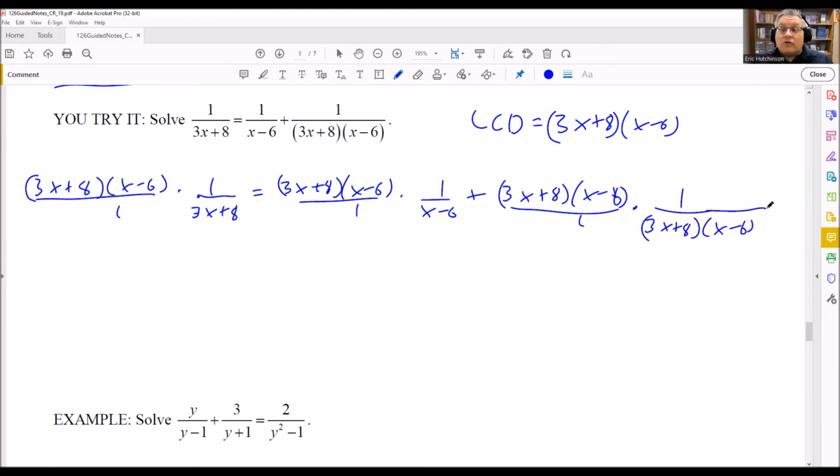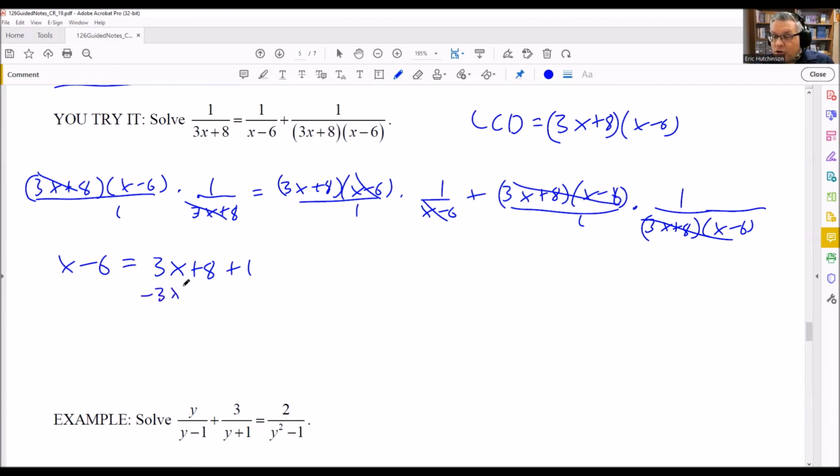So we've put that in front of everything. This in front of the first term, this whole thing in front of the second term, and then this whole LCD in front of the last term. We're ready now to start canceling. 3x plus 8's cancel. We get x minus 6 equals. x minus 6 is going to cancel here. So we get 3x plus 8. And in the end, all of that cancels. 3x plus 8, x minus 6 cancels. We get plus 1, since that's all that we have left there.